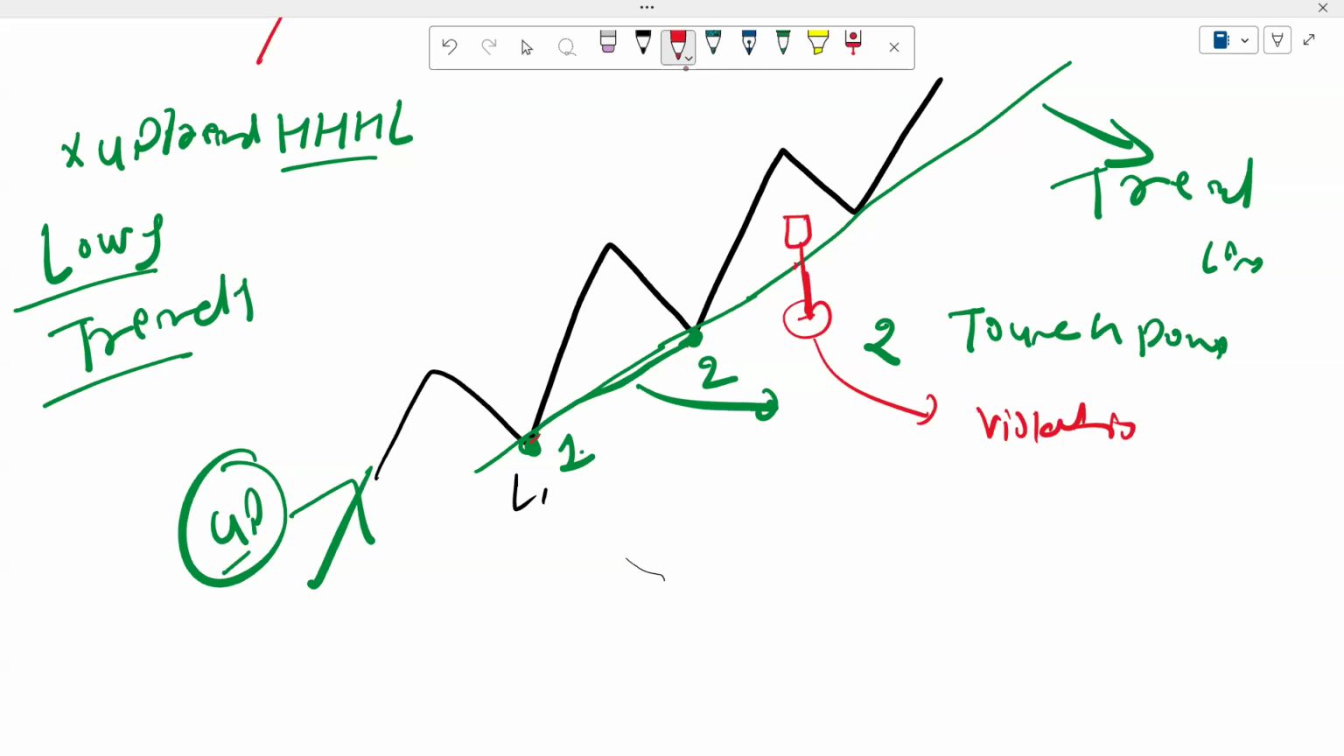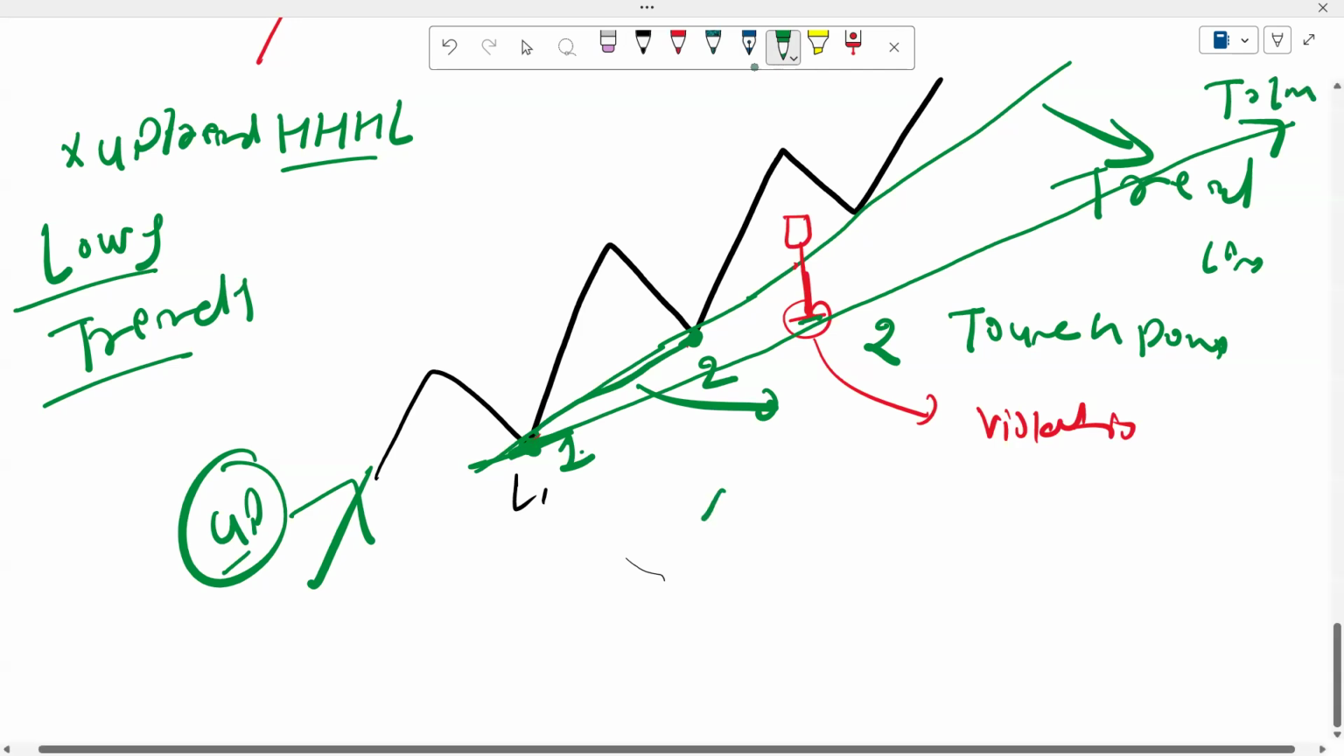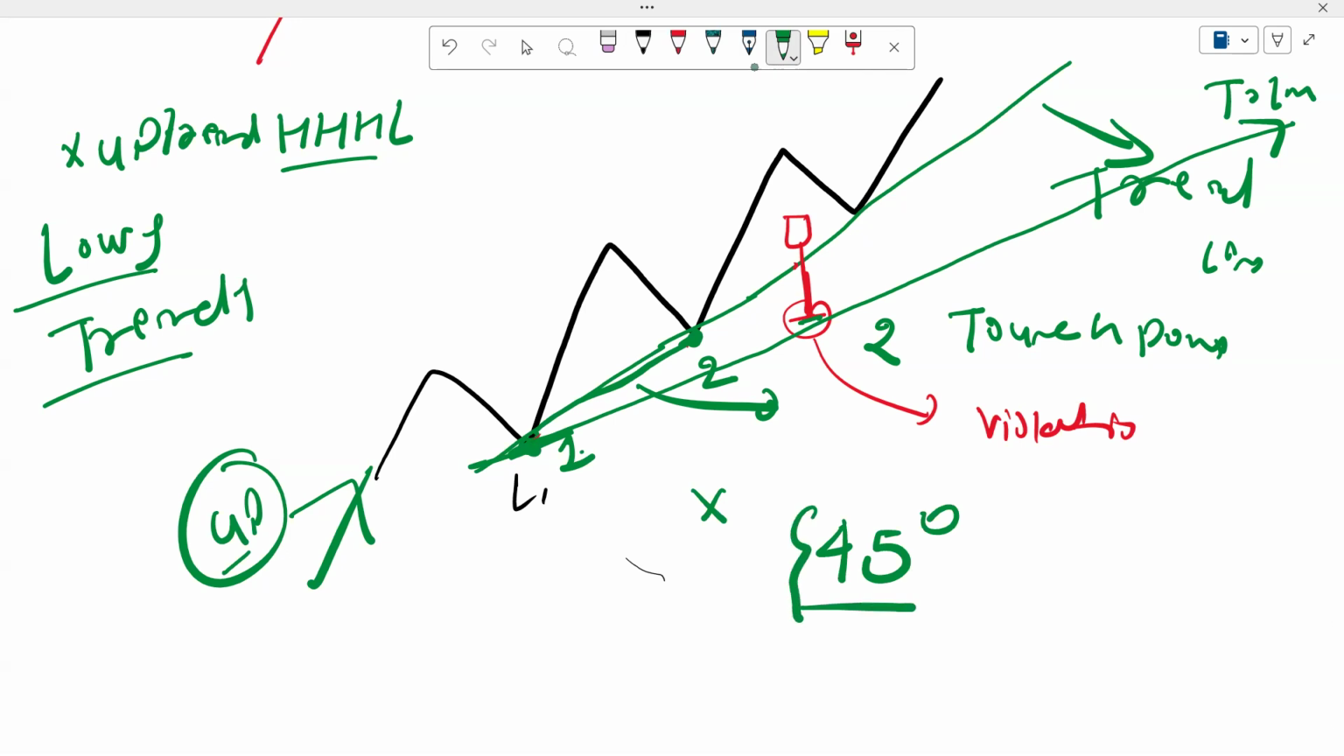So if a candle is like this now, your trend line will be like this. This low and this low, your trend line will be like this. This will be your trend line. Generally, the angle of the trend line should be 45. Ideal angle should be 45. Try to maintain this 45-degree angle and try to do least violation except COVID recovery.